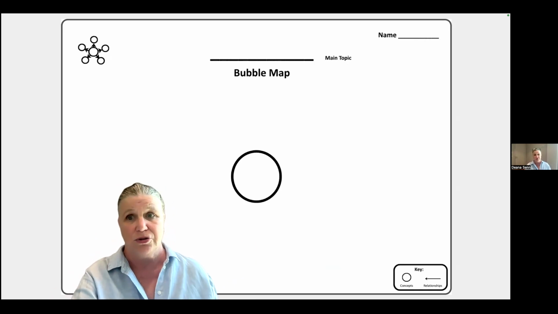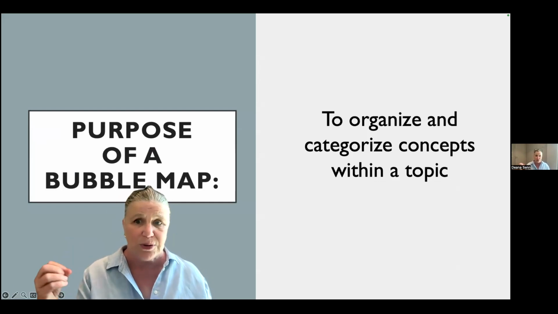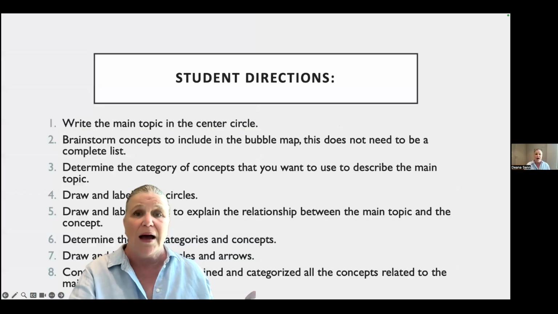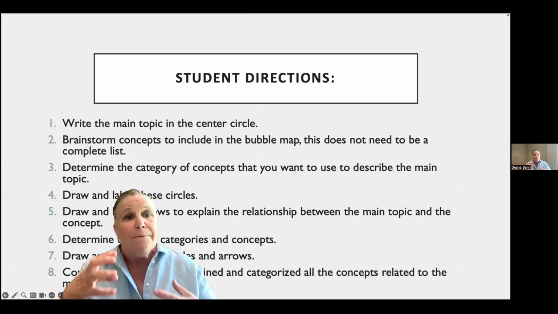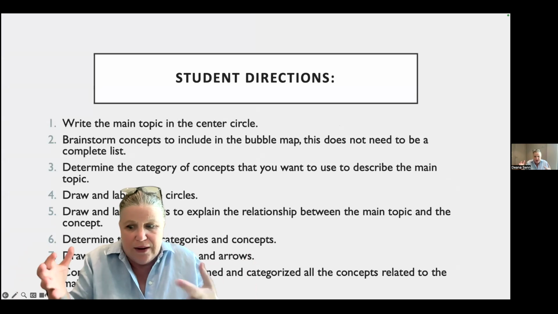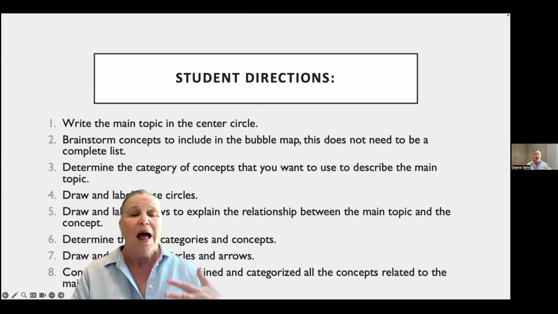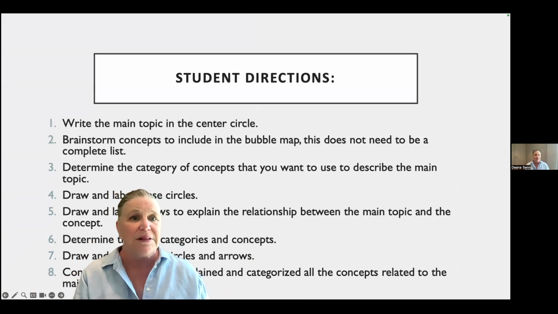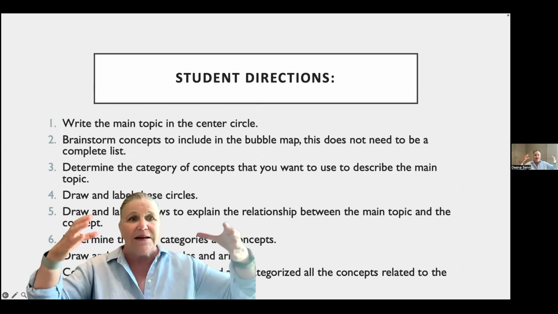We first need to talk to students about what is the purpose of a bubble map. So if the purpose of a bubble map is to organize and categorize concepts within a topic, how do we ensure that that's what students are doing? We do that by providing directions. We're not used to providing directions for bubble maps because in the past, students knew if there's a circle, I need to put something in the circle. But now that there's no circle, I need to give students a little bit more details, right?